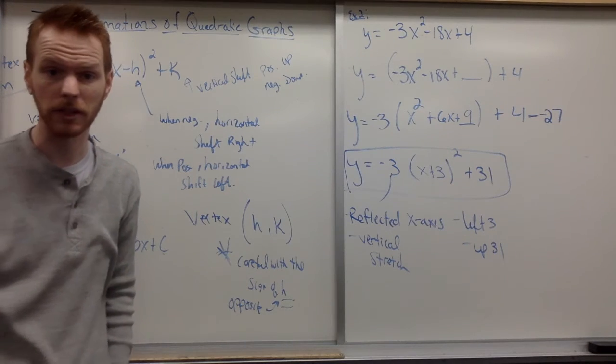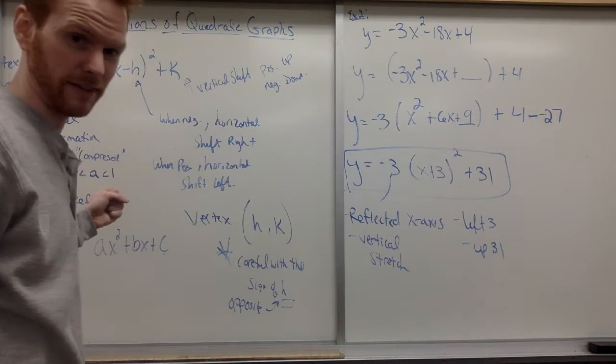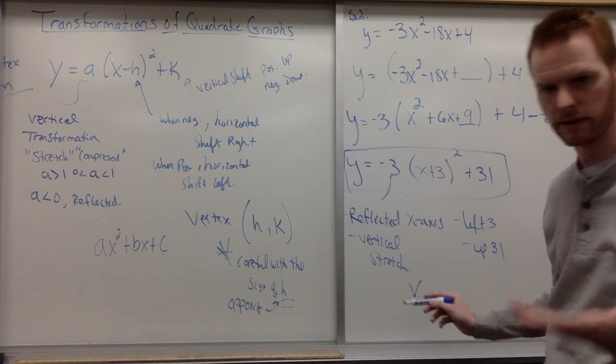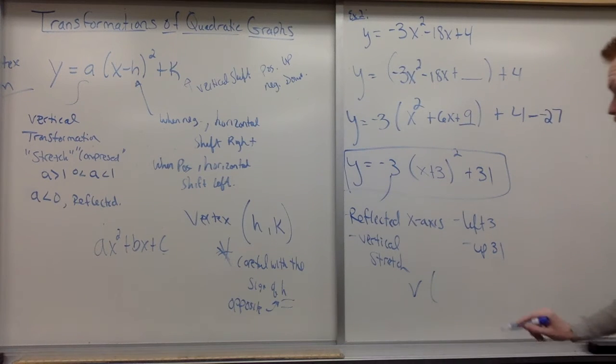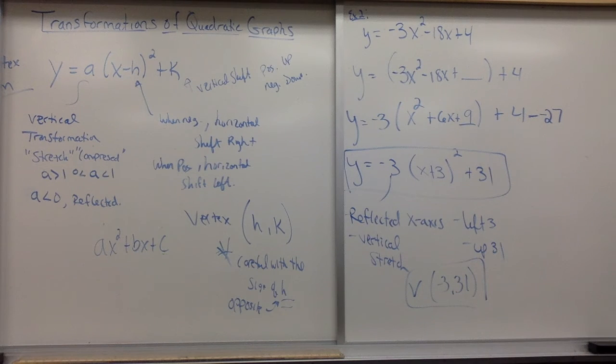Now, what's my vertex going to be? So when I'm done moving it to the left 3 and up 31, my vertex, which I'll just put V there for vertex, is going to be what? -3, positive 31. That's where it's going to be located.